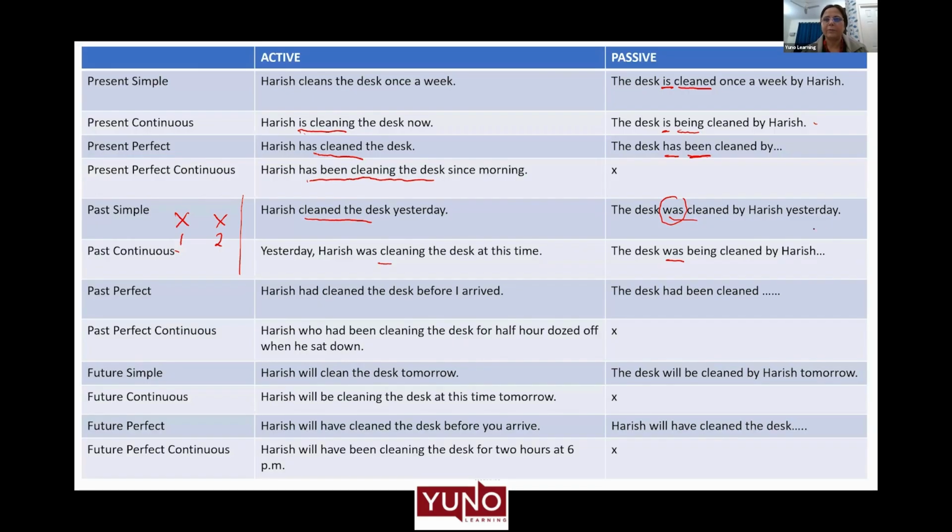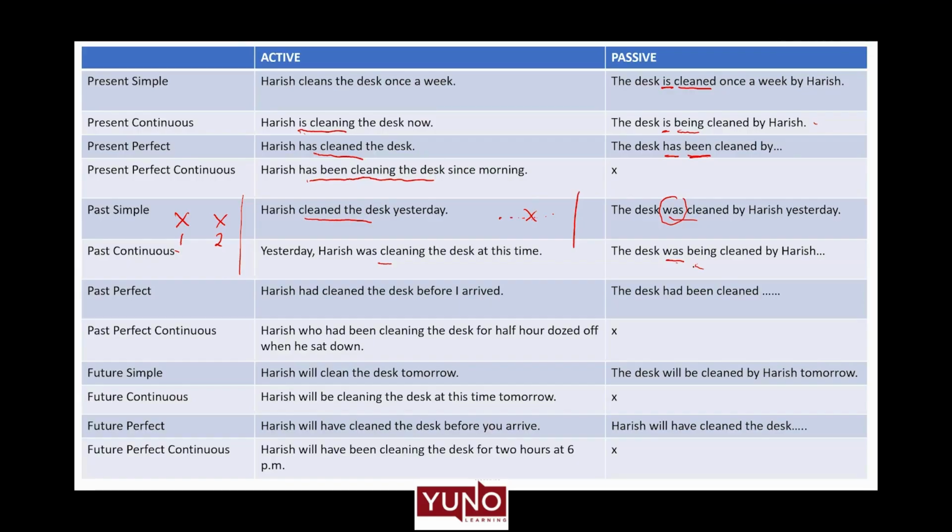Now, the next one. This talks about an action in progress at a certain time in the past, right? So we talk about the past. At this time, this action was in progress. So maybe when I reached the office, what was the action that was in progress? If you want to tell someone that this desk was cleaned by Harish in the past, which sentence will we use? The desk was cleaned by Harish, or the desk had been cleaned? If you have to mention when, then you mention yesterday the desk was cleaned by Harish. If you have to talk about that action was in progress at a certain time in the past, then you use past continuous tense.